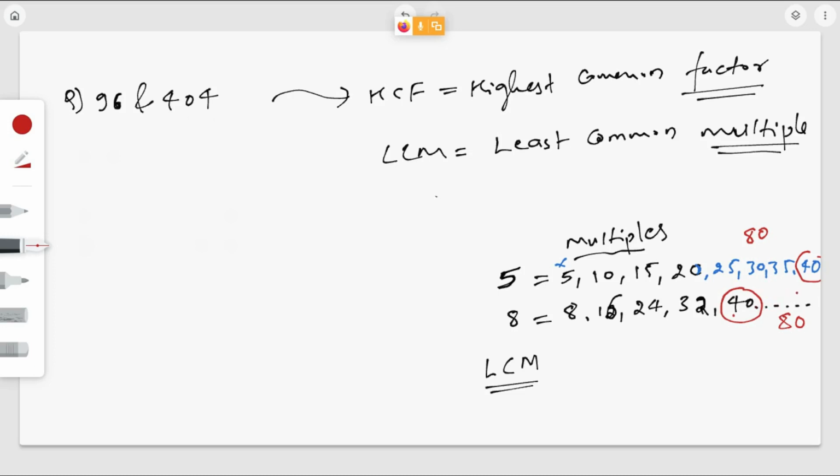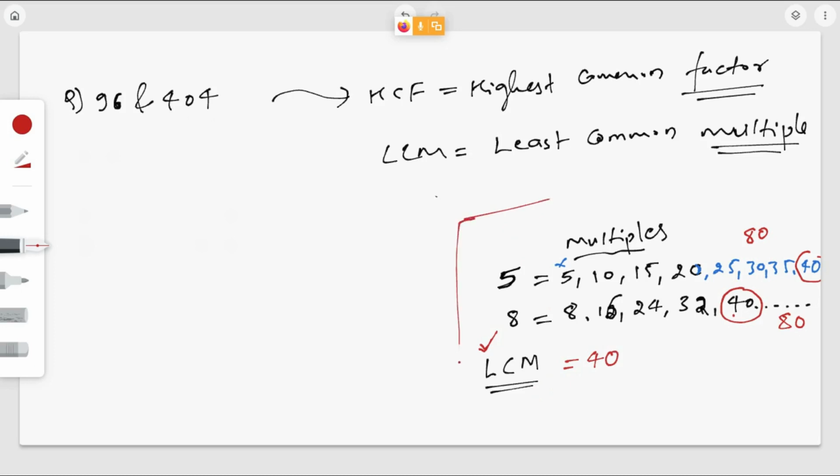But I don't need those. What I need is the least common multiple. So what is the least common multiple here? 40. Okay, so the least common multiple is 40. This is one of the methods.